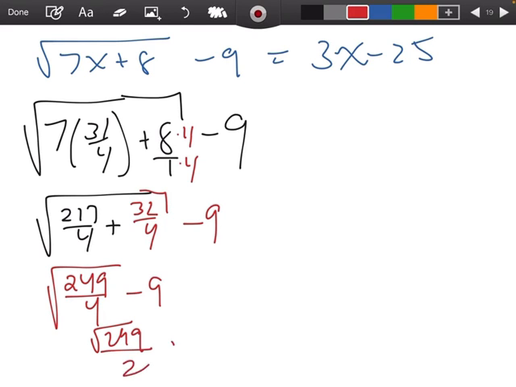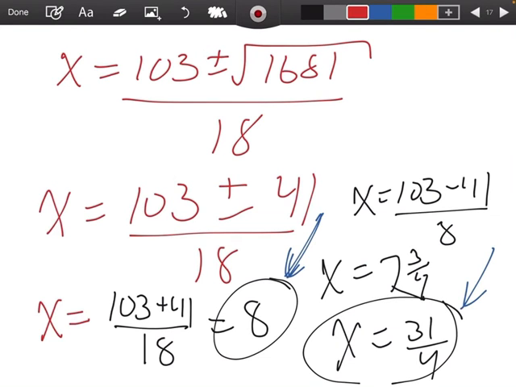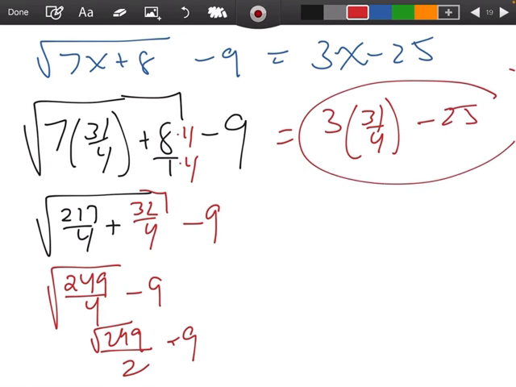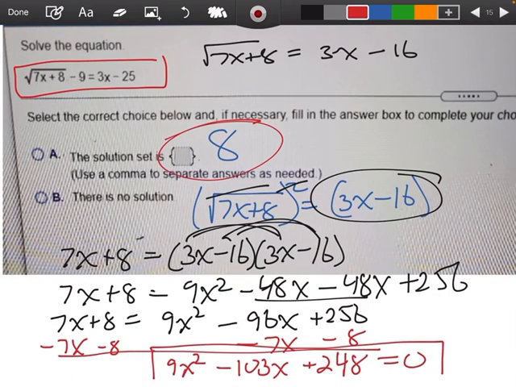And when I'm plugging in 31 over 4 over here, that's going to be 3 times 31 over 4 minus 25. So I'm not even going to work the rest of this out because this piece here doesn't have a square root and this one does. So I know they're not going to be the same, right? So the only answer we're going to have here, y'all, is 8. Okay, that ends up being my answer right there. So, anyway, y'all got any questions? Please let me know. I'm happy to help.